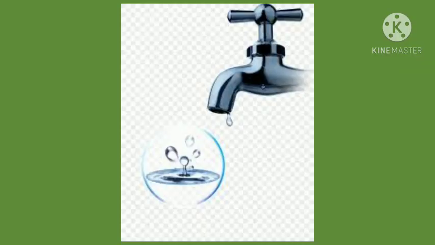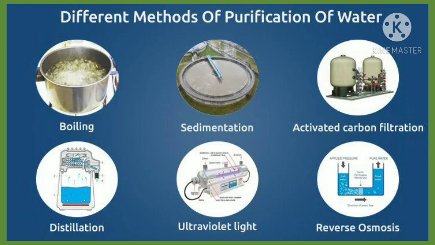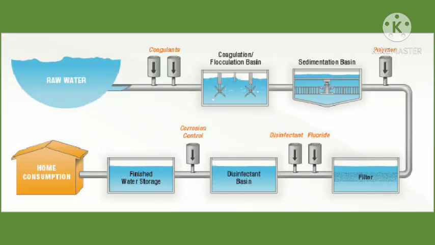From tap we are getting drinking water, no? It is purified water. So the methods involved in making pure water fit for drinking are many methods. What are they? Sedimentation, filtration and chlorination. இதெல்லாம் பண்ணி தான் நமக்கு தண்ணி வரும் பைப்பில். What methods are used for purification of drinking water? Sedimentation, filtration and chlorination. Okay, one by one now we are going to see.